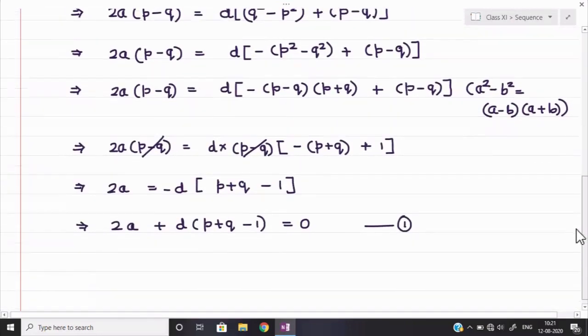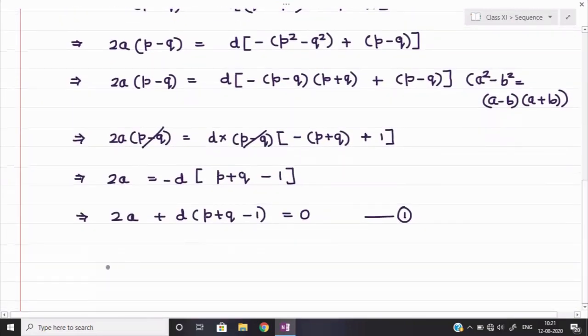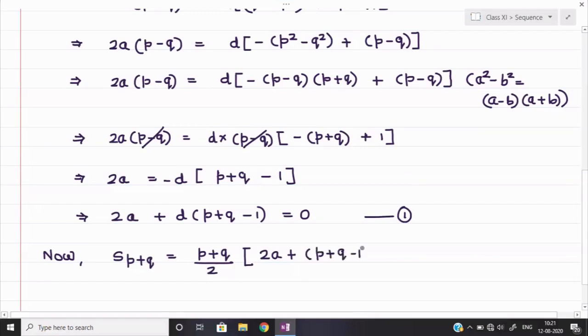Now see what we require here. We need to find out the sum of p plus q terms. So now we shall write down: the sum of p plus q terms is equal to n upon 2, where the value of n is p plus q. So p plus q upon 2 into the bracket 2a plus (n minus 1), that will be (p plus q minus 1), and then it comes into d.